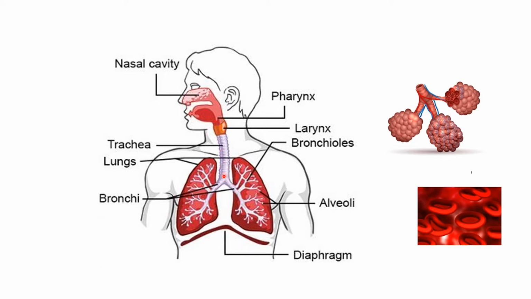It has two branches called bronchi. In singular, you'll call it bronchus. In plural, it is known as bronchi. And these bronchi enter into the lungs. These are the lungs you can see.